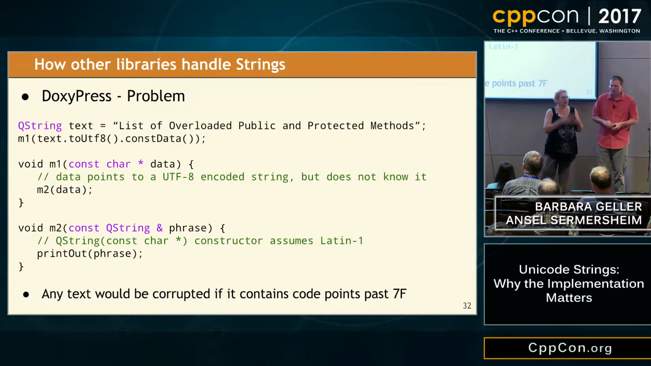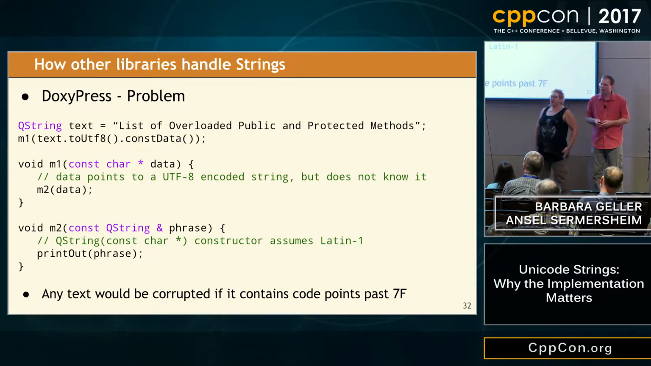So what was going on? Let's take a look at the code. The problem here is that we have a string. As I mentioned, QString is in UTF-16. We're calling a legacy piece of code that wants a const char star. So we take this string and we convert it to UTF-8, because that's a great encoding to use. You can represent every Unicode character in an 8-bit string. So any function that takes a const char star can receive this. So we call M1, it's fine.